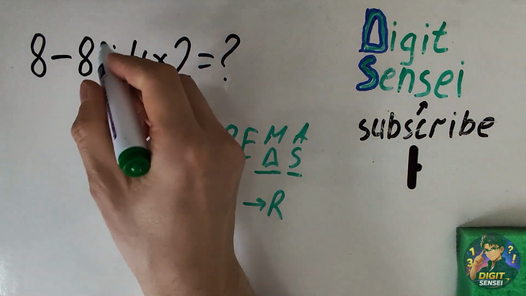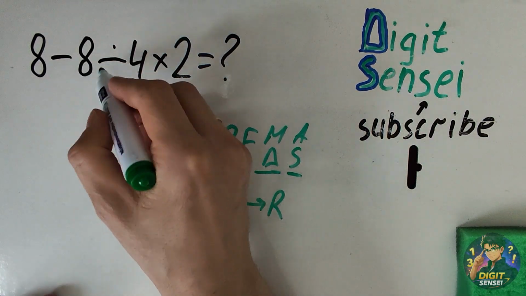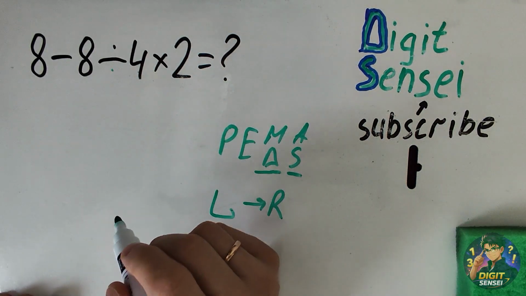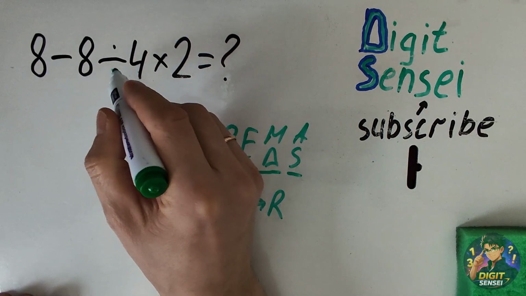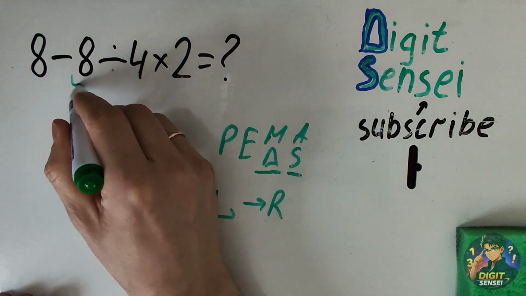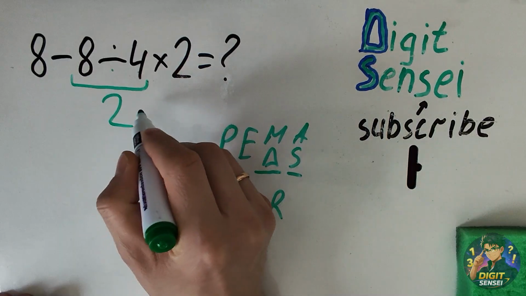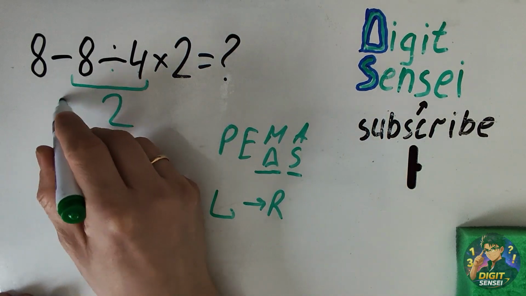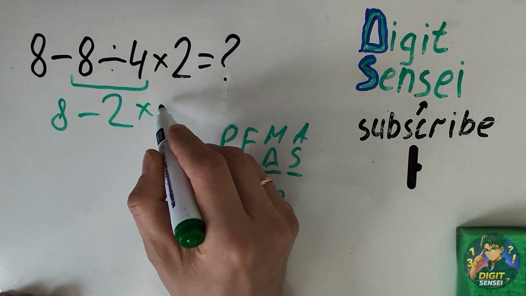So first we have to do this division, because multiplication and division have equal priority and we have to go from left to right. So here first we have to do this division. 8 divided by 4 gives us 2. So we have 8 minus 2, then times 2.